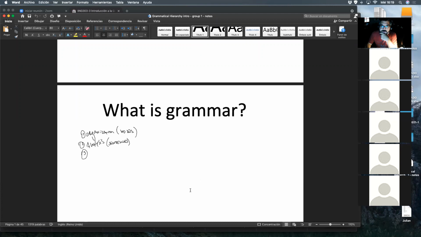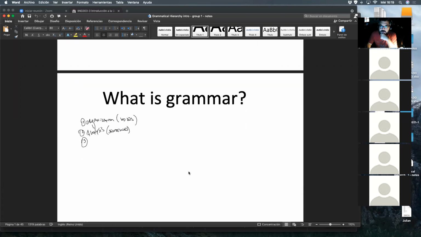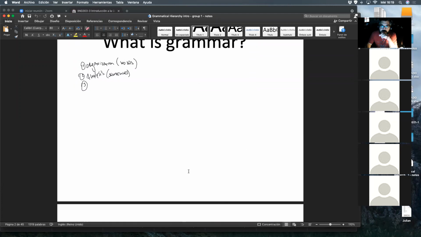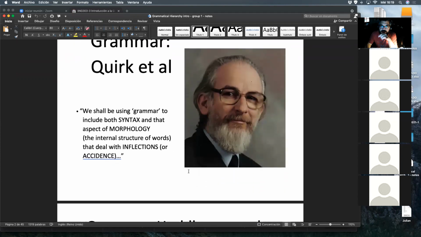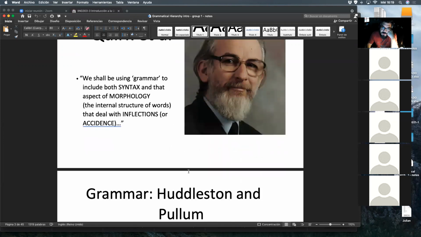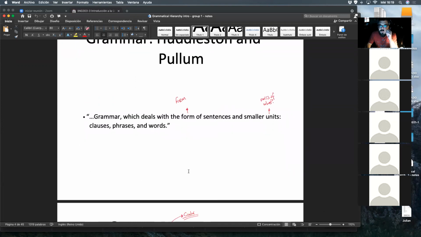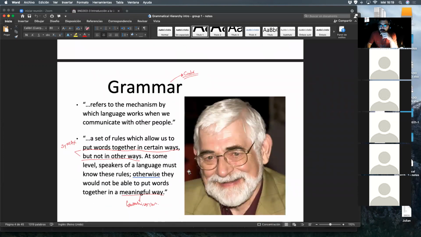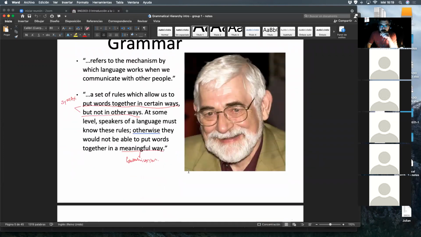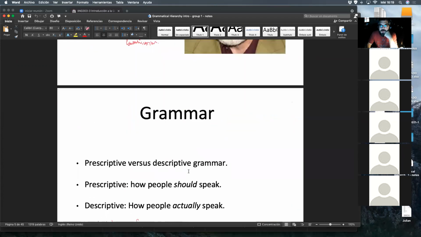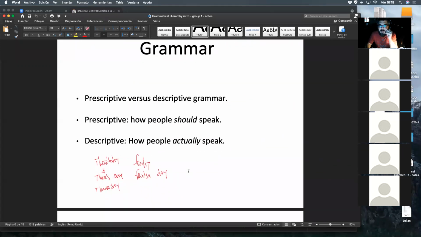Yeah, so the very first stuff we talked about last lesson was about what's grammar: organization, analysis, then quirks, definition for grammar, therefore the idea of syntax and morphology. Later the idea of Hudson and Pullum, the idea of form and units, therefore linguistic units. Finally, the idea of Leech with communication. That's also very relevant. Then we talked a little bit about prescriptive versus descriptive grammar.